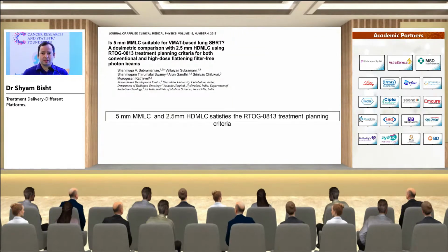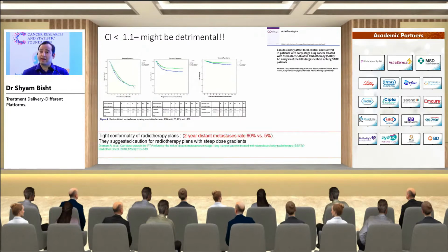There is an Indian article which compared 5 mm MLC versus 2.5 mm high definition SD MLCs. They found that both were able to satisfy the dosimetry criteria. So not much practical implication for lung SBRT in the final. So even a 5 millimeter MLC is okay for lung SBRT. In fact, improvement in conformity, which we are talking about with the finer MLCs, may actually be detrimental. A conformity index of less than 1.1 might be detrimental.